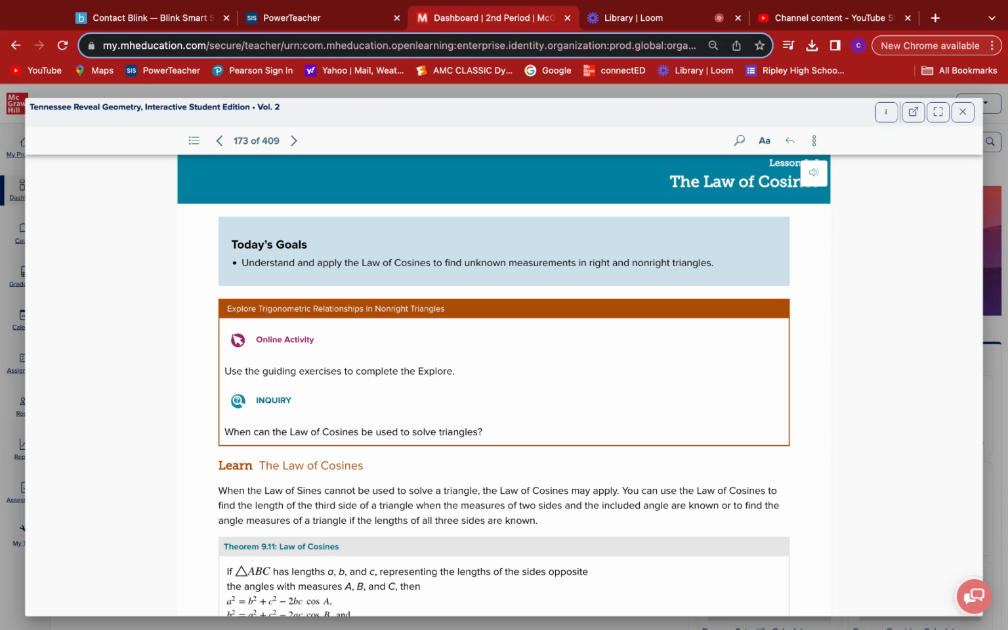Now, how do you tell the difference? If you have a matching set, like if you have both angle A and side A, that's a matching set. That's the law of sines. If you do not have a matching set, it's the law of cosines. It depends on what the problem is giving you. But you have to have a matching set, either the angle and its opposite side, either A, B, or C, for it to be the law of sines.